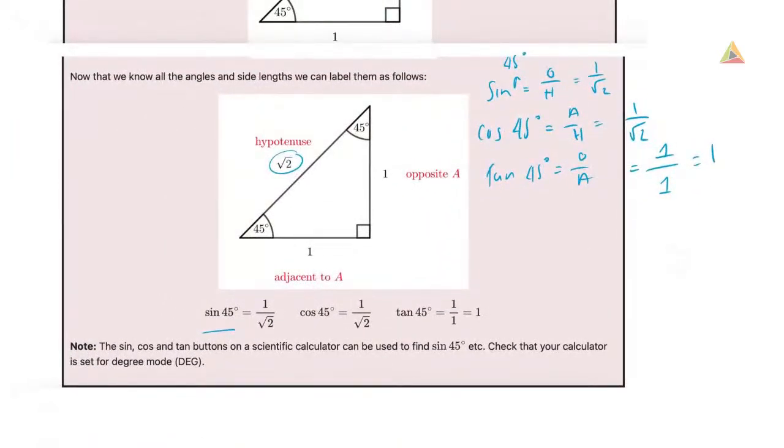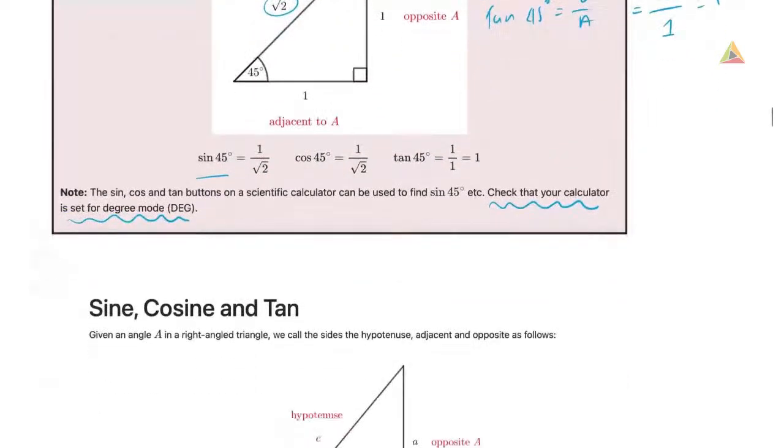Now, you can use the sine, cos, and tan buttons on the scientific calculator, and you need to make sure that your calculator is set to degree mode. So you can get the sine, cos, and tan of different angles by literally just typing it into the calculator.